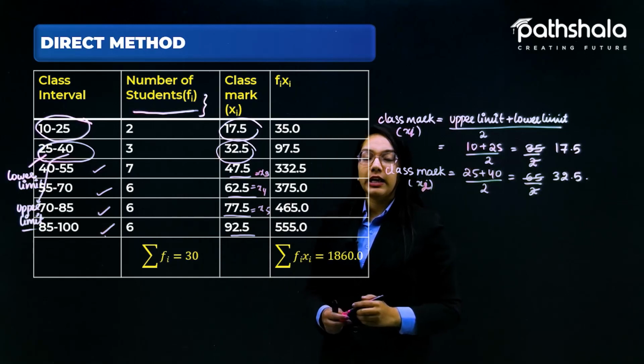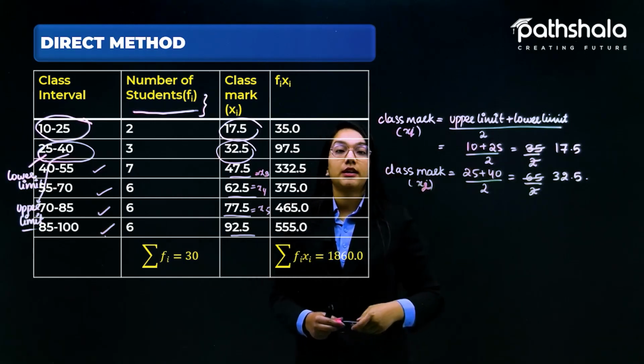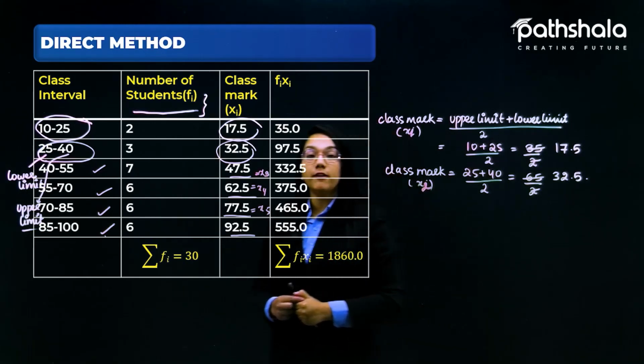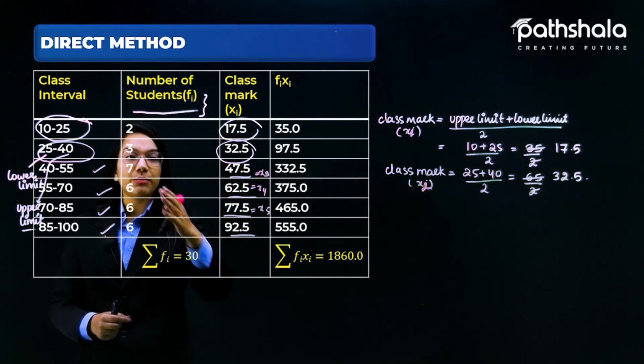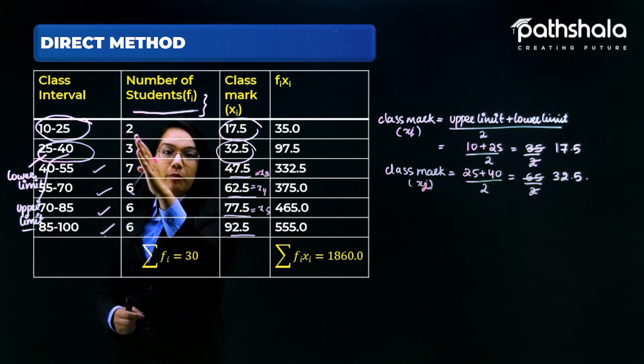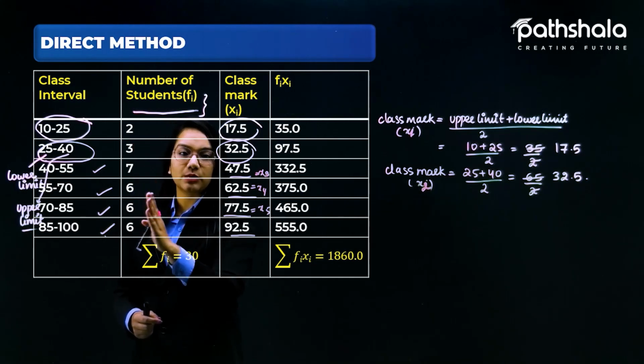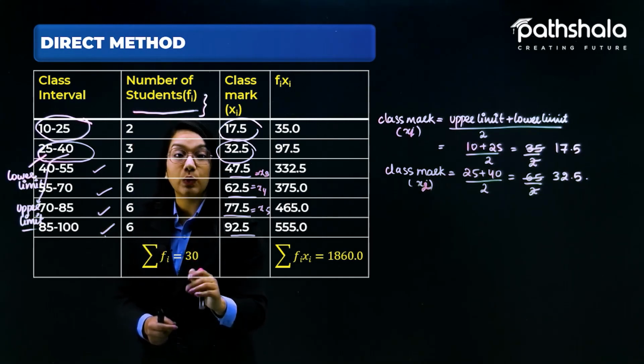Now in the direct method, first of all, we will find the sum of the frequency. The sum of the frequency means the sum of all these. So 2 plus 3 plus 7 plus 6 plus 6 plus 6 is actually equal to 30.